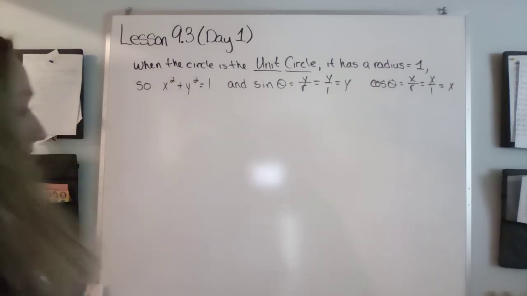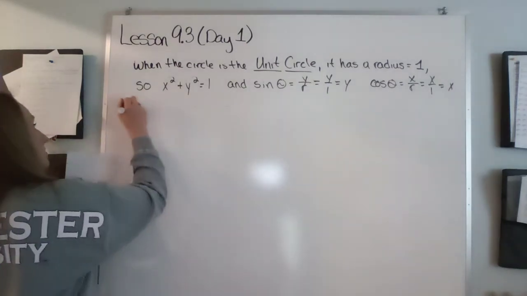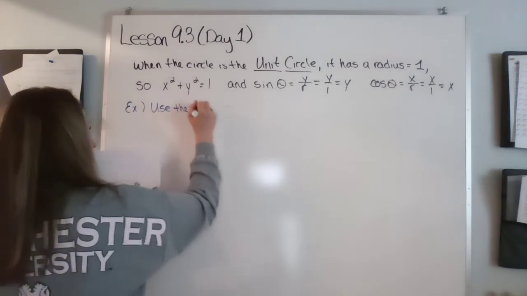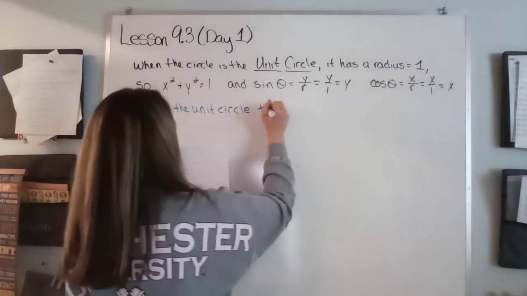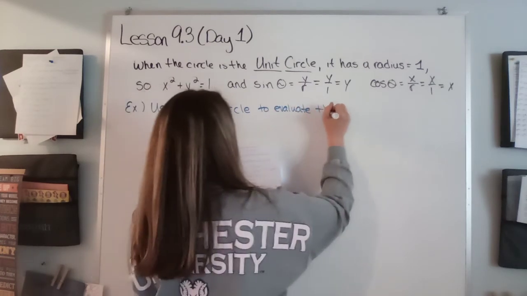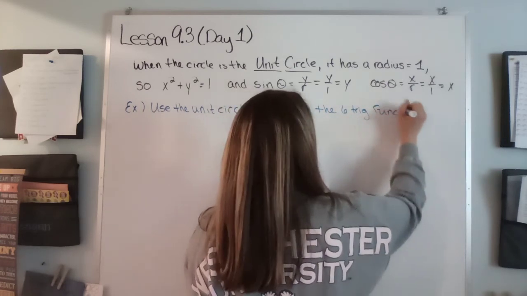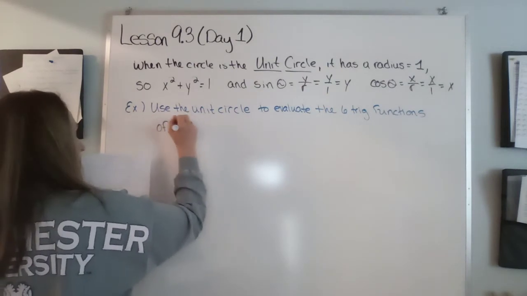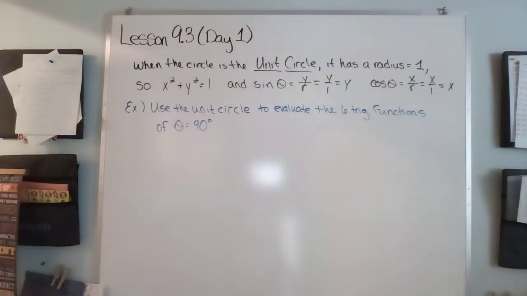All right, so let me, oh, I have enough room to do it here. So our example: use the unit circle to evaluate the 6 trig functions of theta equals 90. Okay, so we are going to sketch a diagram for ourselves.